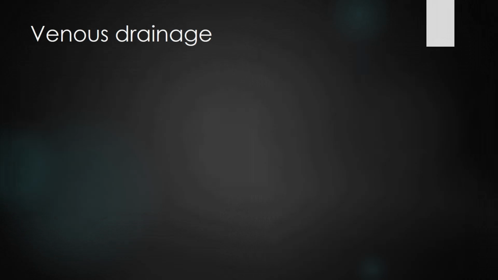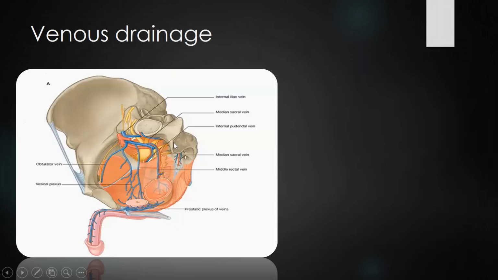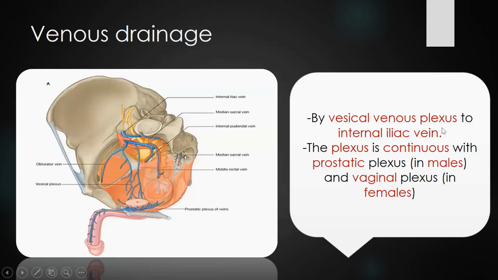It's venous drainage. In this picture, we have removed the left hip bone, urinary bladder, and rectum to show clearly the veins behind them. The veins of the urinary bladder are formed from a plexus of veins called the vesical venous plexus. These veins will gather together and drain into the internal iliac vein. Note that this plexus is continuous with the prostatic plexus in males. That's why tumors could spread easily in this area, while in females, this plexus is continuous with the vaginal plexus.